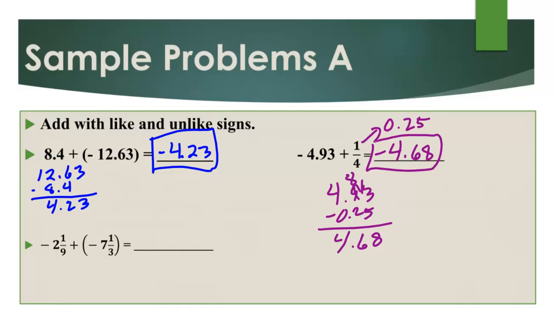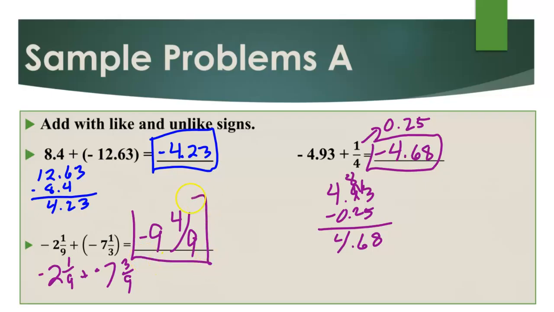This next one, the signs are the same. So all I have to do is just add them, but I need to have common denominators. So the common denominator would be 9. So this would be negative 2 and 1/9 plus a negative 7 multiplied by 3. So that would be 3/9. So negative 2 plus a negative 7 is negative 9. 1 plus 3 is 4/9. So our answer would be negative 9 and 4/9.